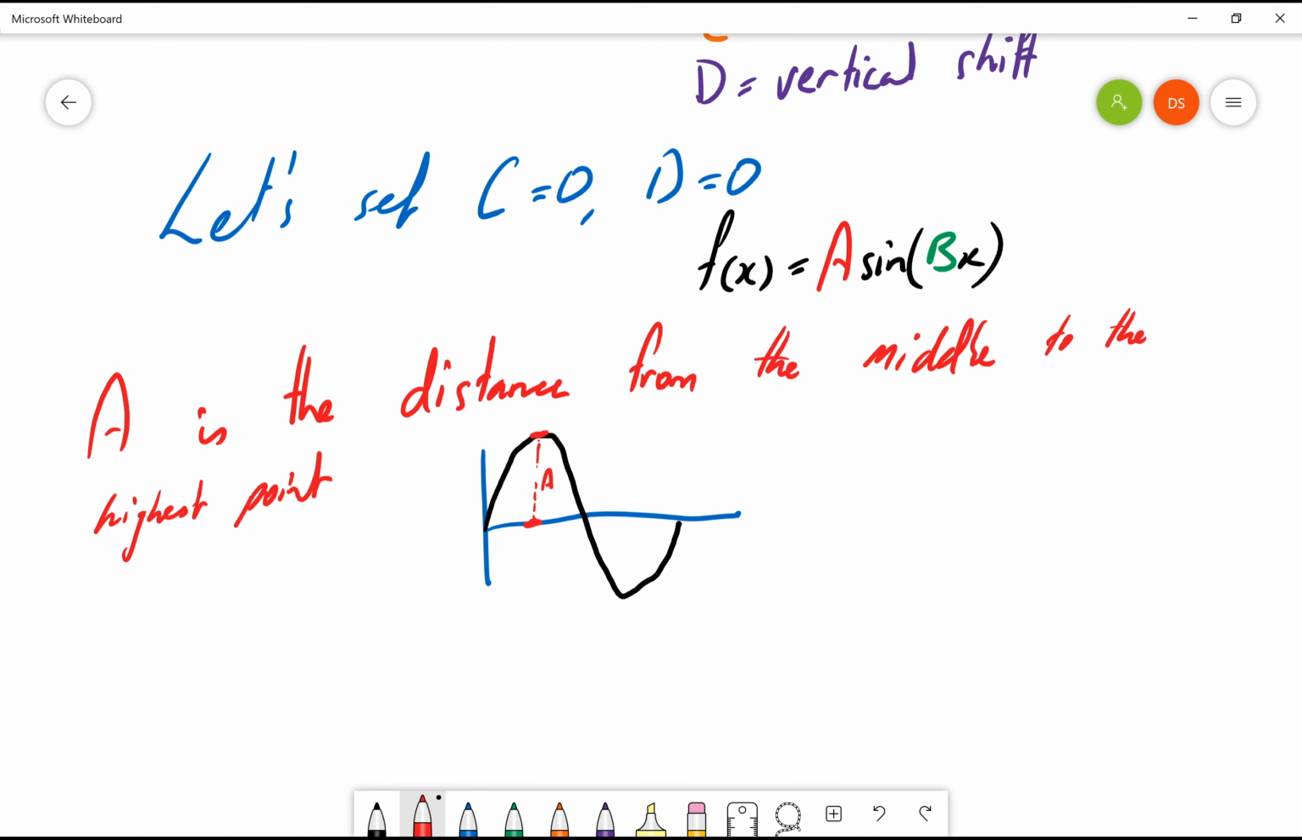That distance there to that distance there. So if you know how tall that is, that's what your A was going to be.